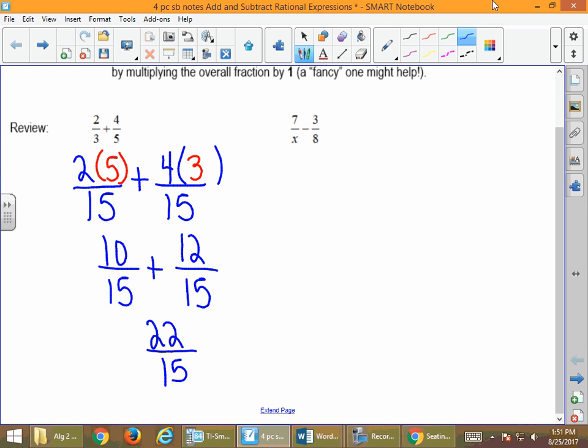When there's a variable in the denominator, really the only thing that we can do is take the x in this case and multiply it by the 8. That's going to give us a common denominator, and on a good day that'll give us the lowest common denominator, or the least common denominator, of 8x.